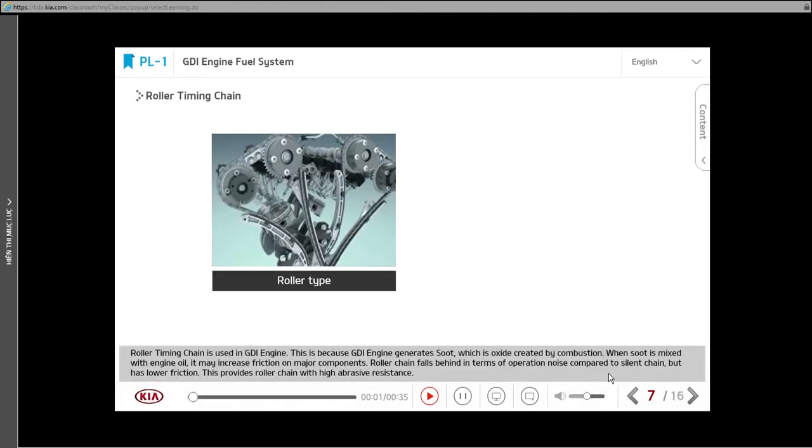Roller timing chain is used in GDI engine. This is because GDI engine generates soot, which is oxide created by combustion.